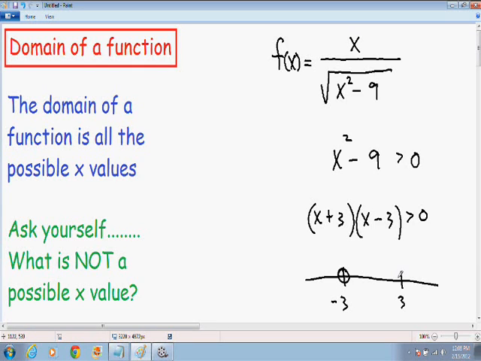And the same thing for positive 3. Positive 3 makes the left-hand side equal to 0. And 0 is certainly not greater than 0. So I'm putting an open circle around 3, since that makes the inequality not true. Now I'm going to pick test points for all 3 intervals.